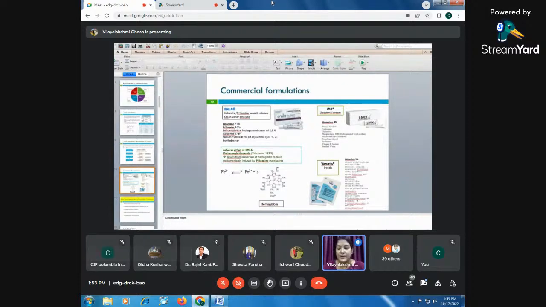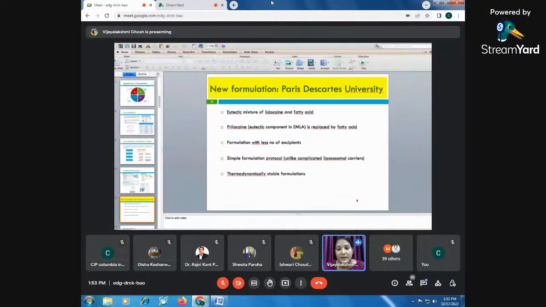Okay. To overcome this side effect of prilocaine, we carried out a study, which I am going to explain in the future slides, at the University Paris Descartes in Paris, France. We tried to formulate a new formulation which has lidocaine but does not have prilocaine, which caused the side effect in newborns.